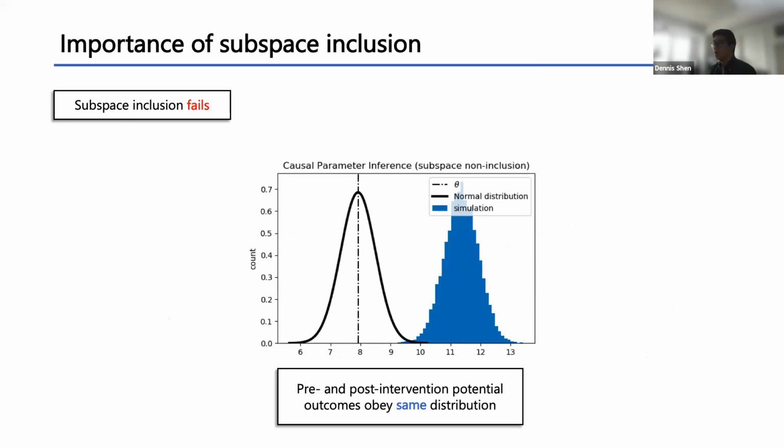So in our second simulation, we're now going to violate subspace inclusion. However, we're going to allow the pre and post-intervention potential outcomes to be drawn IID. And unlike the two plots from the previous slide, we now find that our estimates are not well approximated by a normal distribution anymore, centered around the true causal estimate. And the juxtaposition of these experiments really reinforces the importance of subspace inclusion for successful counterfactual estimation.